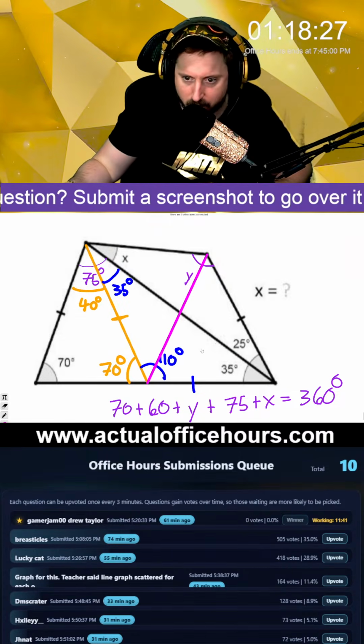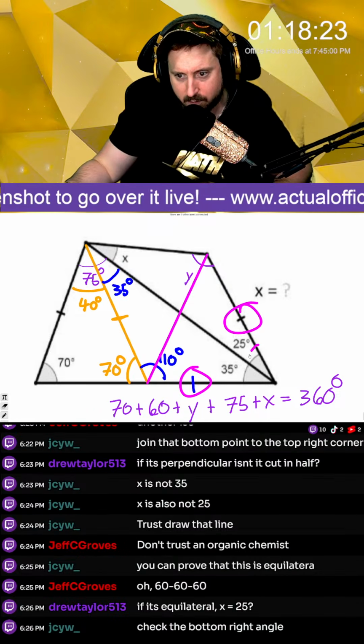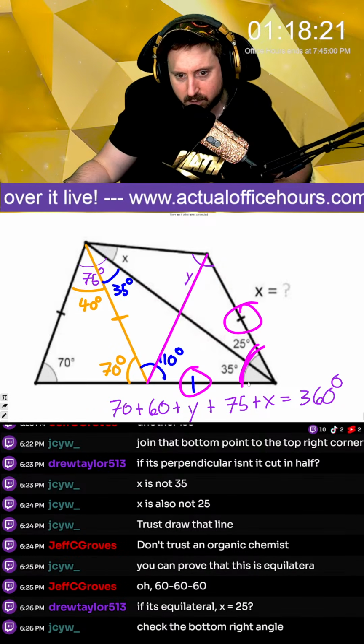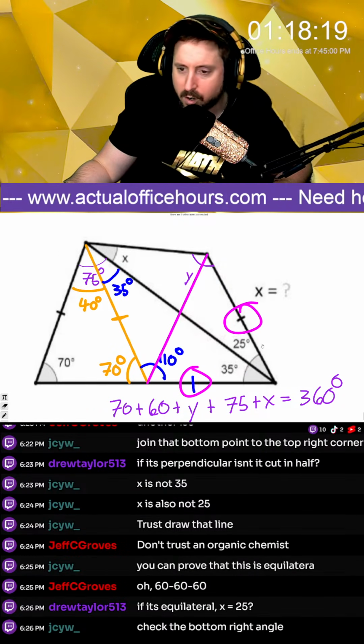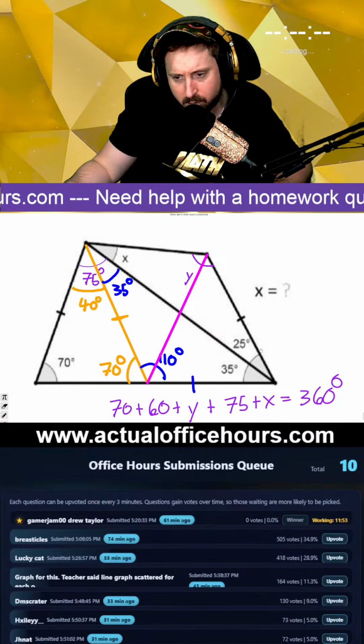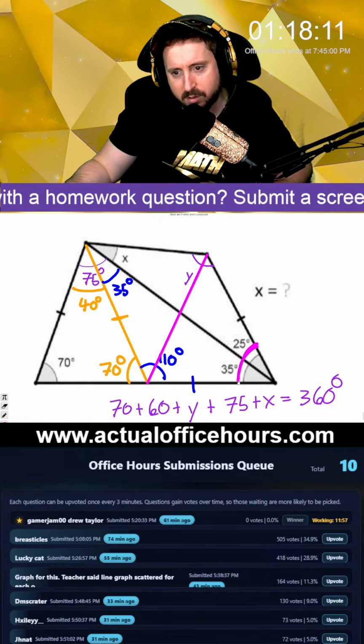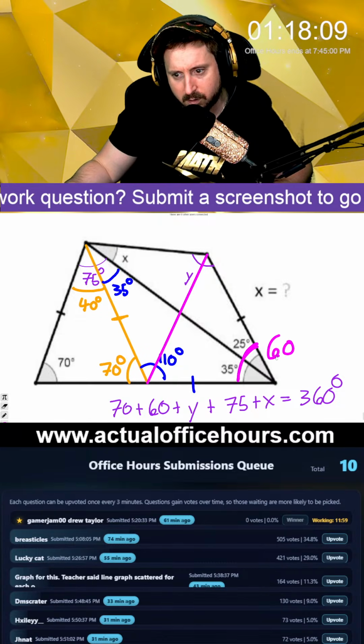Okay, so let me get the 70 part. Let me make sure this makes sense. So here I have 2 congruent sides and a 70. 60. Sorry, that's 60 actually. Where's the 70 coming from? No, that's supposed to be 60. Yes, it is 60. This is 60.